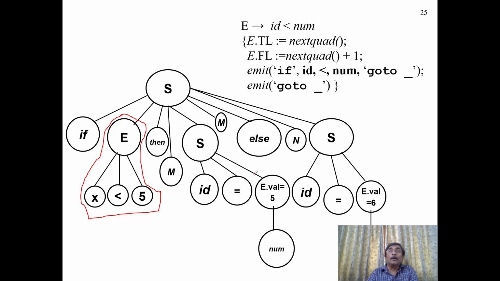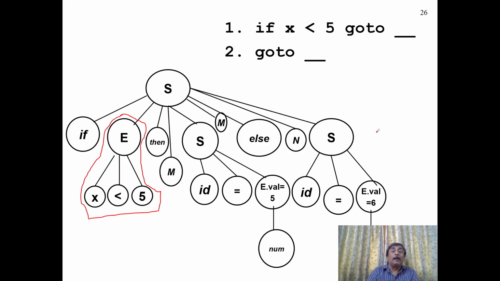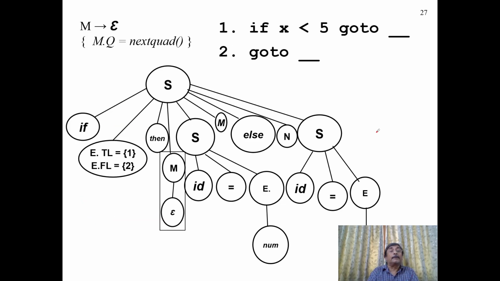Two statements to generate the attributes, to fill up the attributes of this E, and two more statements to generate the go-to statement. So it will be something like this, that TL is 1, FL is 2, and TL is 1, FL is 2, and these two lines are generated.